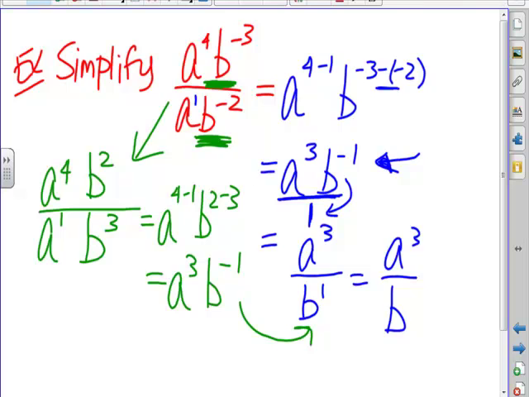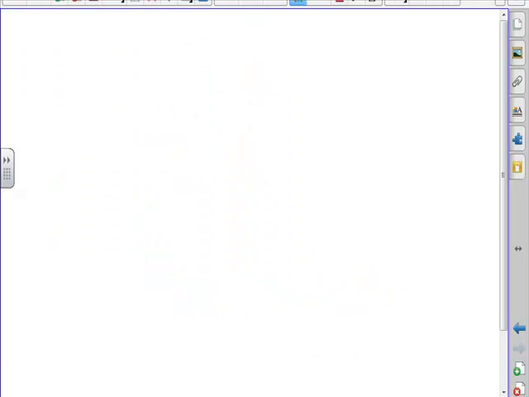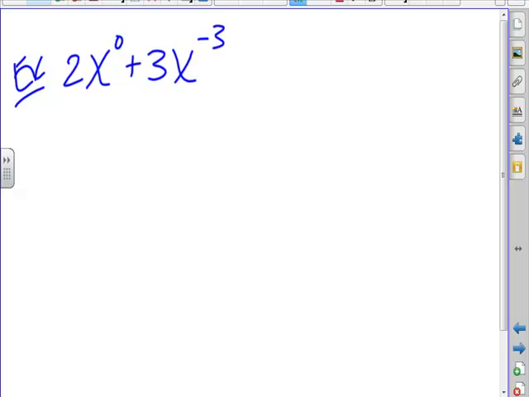Okay, one more example. We'll do a bunch more in class, but just to get you thinking about this. Say you are asked to simplify something like this: 2x to the 0 plus 3x to the negative 3. Our brains have to be wired to realize that anything to the 0, even a million to the 0 power, is really just another way to write the number 1. So 2 times 1 is 2. Now, plus 3 times x to the negative 3.